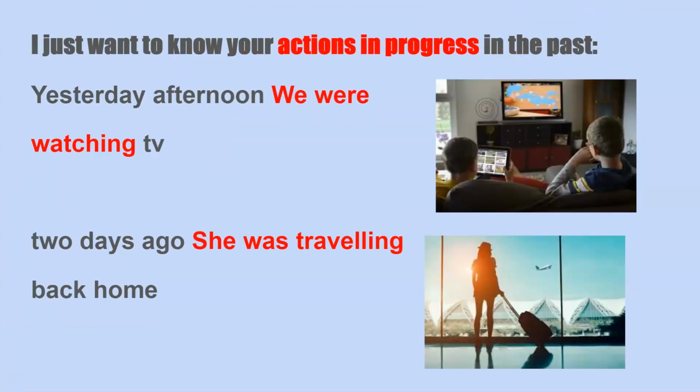For example, if I just want to give information about actions in progress in the past, I can say, yesterday afternoon we were watching TV. It is just information to let you know what I was doing at a past time. Or, two days ago she was traveling back home. So I want you to know that two days ago, she was doing something particular. So she was traveling.